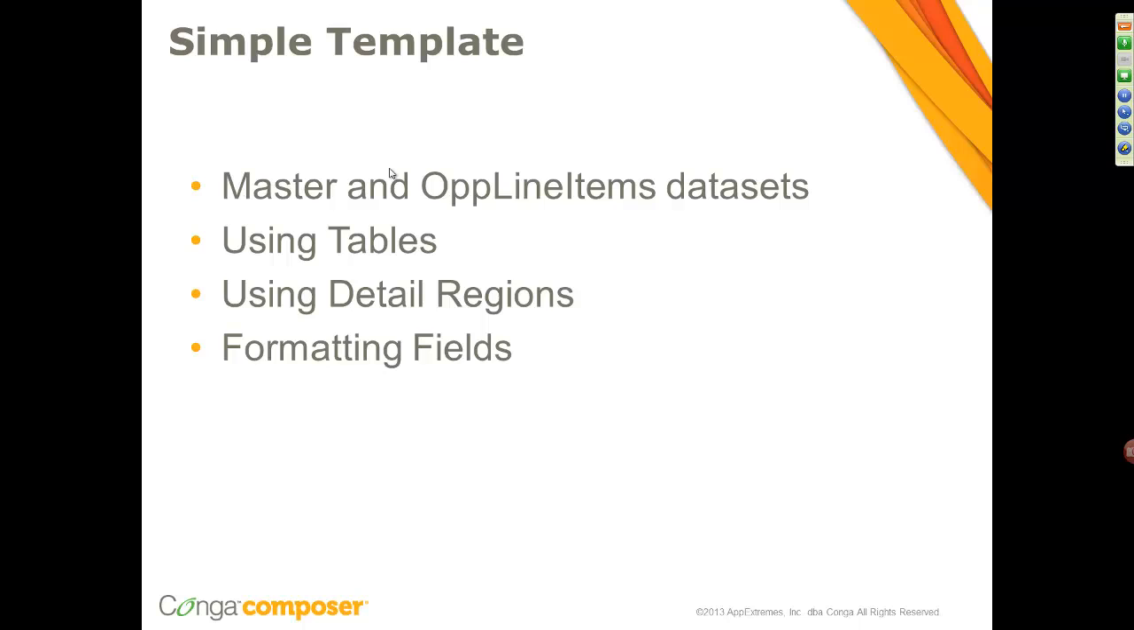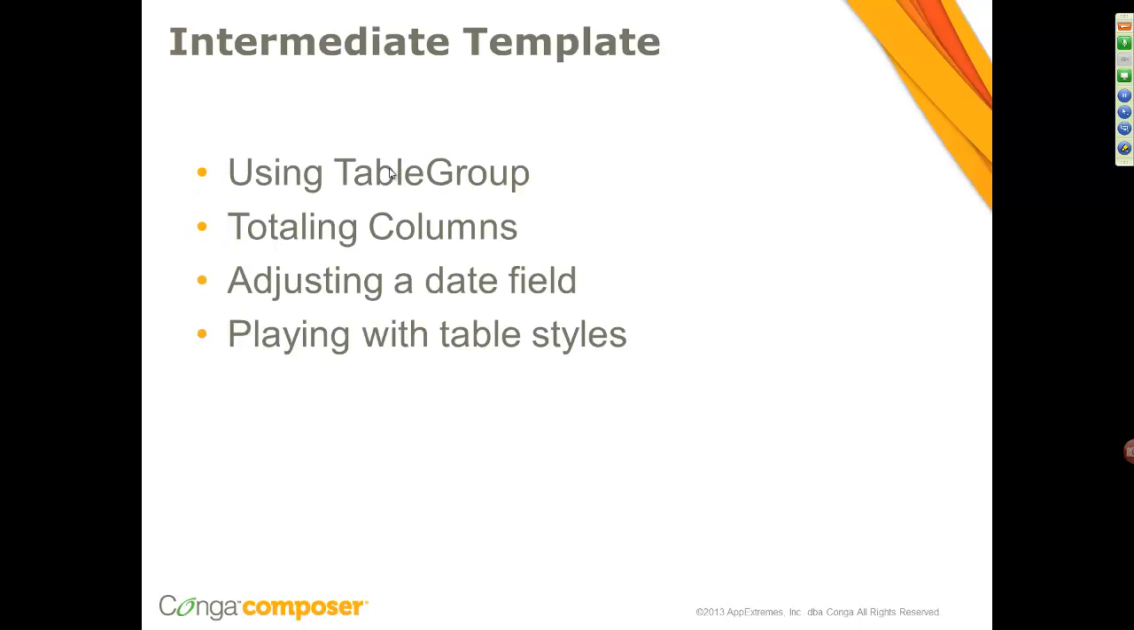So the simple template is going to cover master and opline items data sets. The opline items are basically your opportunity products. We're going to use a table as well as a detail region, which is just our fancy way of saying we're going to pull child data from the opportunity. Again, that's going to be the opline items. And then finally, we're going to format some fields for date and currency.